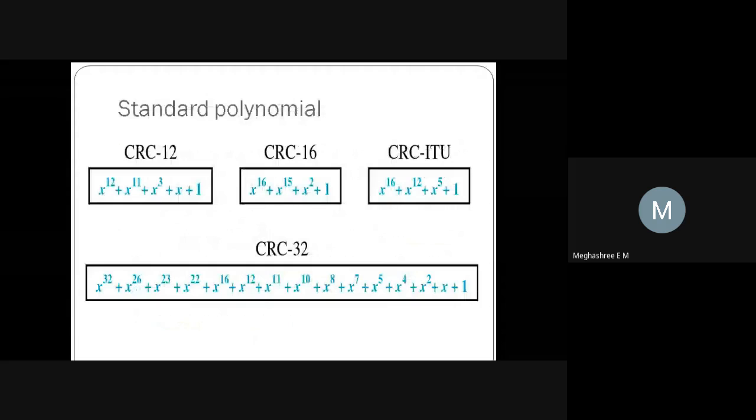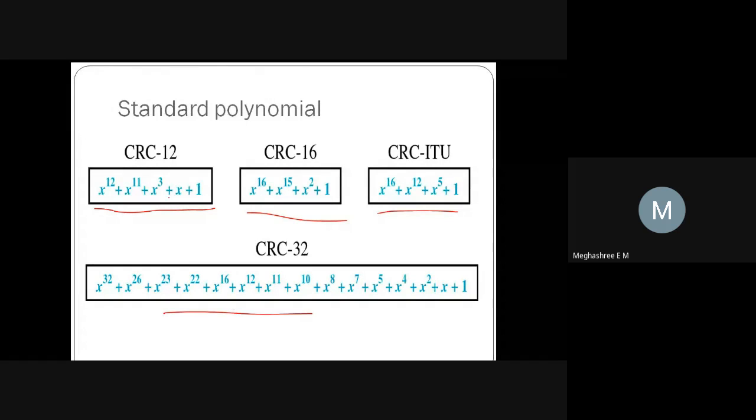There are many standard polynomials: CRC12, CRC16, CRC-ITU, and CRC32. The polynomial for CRC12 is x power of 12 plus x power of 11 plus x power of 3 plus x plus 1. So there are different polynomials, and these are used to implement the CRC.